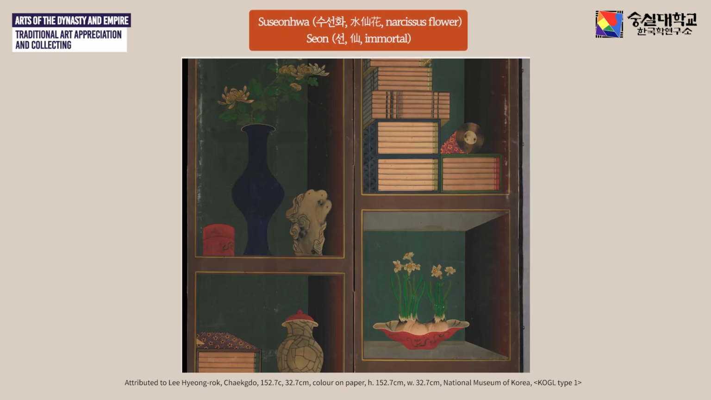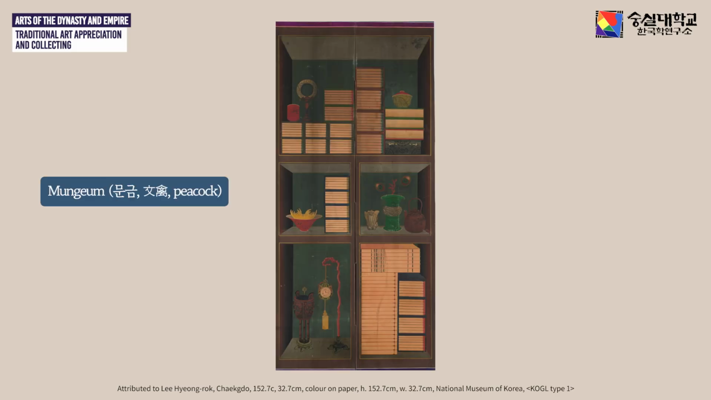For example, in the screen you can see a narcissus flower. Its name uses the character sun, which means immortal, and thus the flower embodies the wish to live a life that is like that of an immortal being. Peacock feathers were another common motif in chekkado, and they symbolize the hope of rising to high official rank, as the peacock, known as Gongjak in Korean, was depicted on the chest of a scholar's official robe.